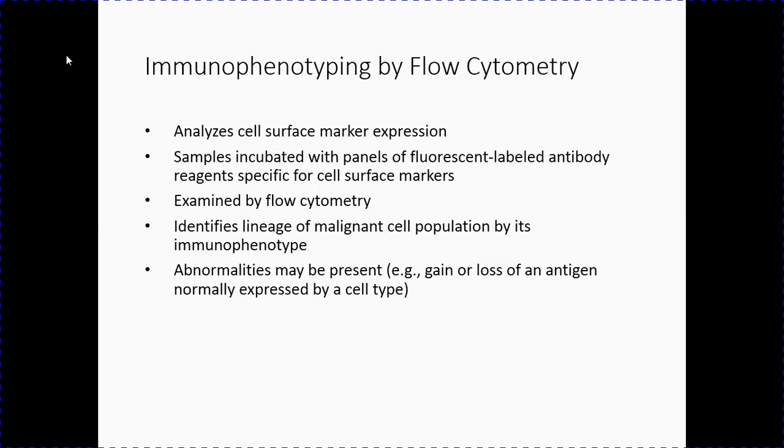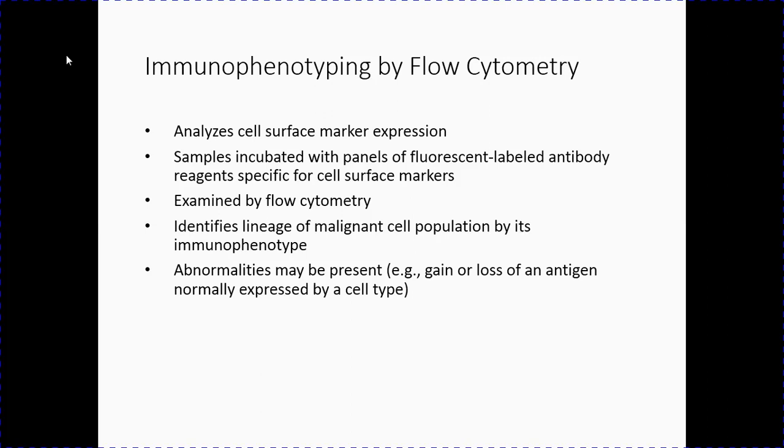So let's take a look at these really quickly. We're not going to spend a lot of time on most of these things because we've done these already, but just as a reminder, immunophenotyping is done by flow cytometry. You can go back and look at chapter 13. We're analyzing cell surface markers to see what gets expressed on the cell surface. We incubate patient samples with panels of fluorescently labeled antibody that are specific for the cell surface markers we're interested in.